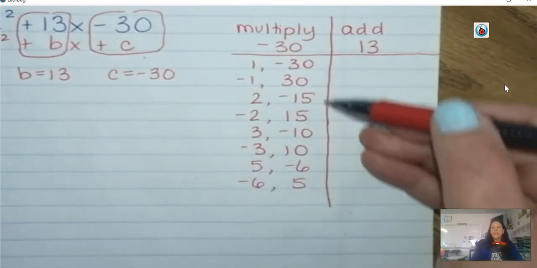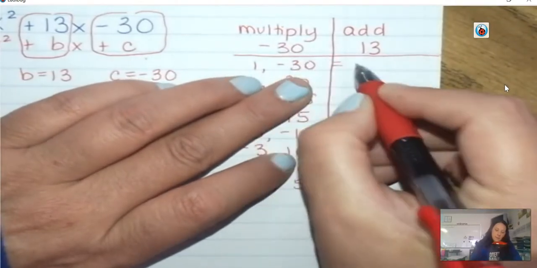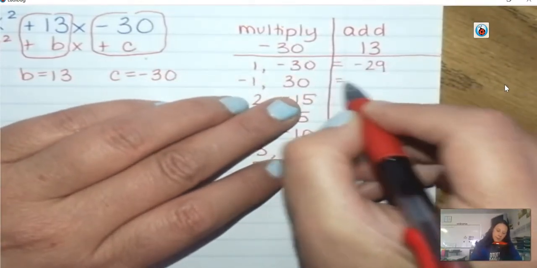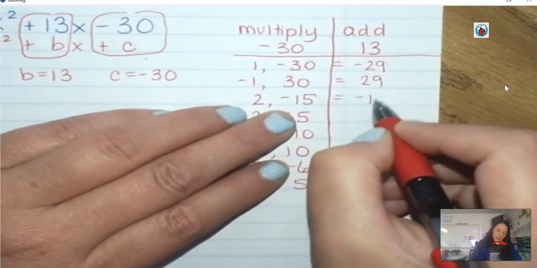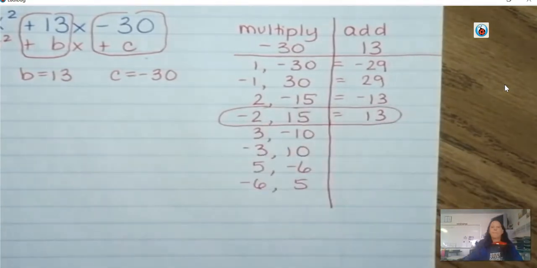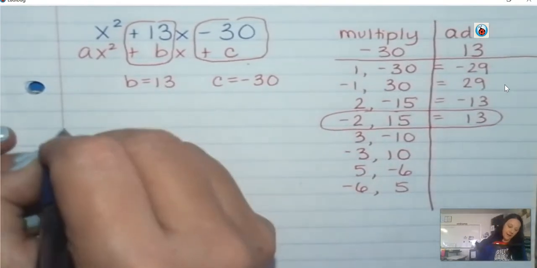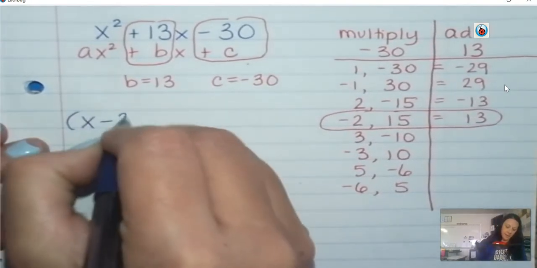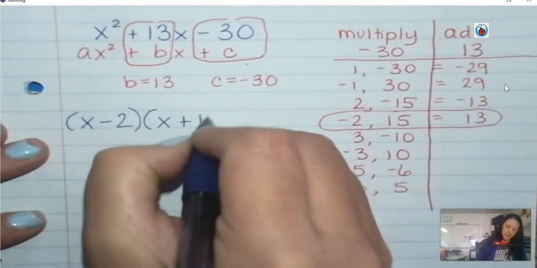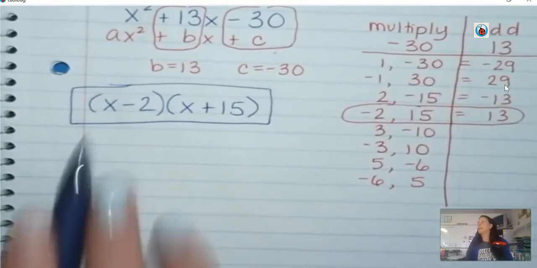Now you're going through and checking which one adds together to be positive 13. I got a negative 29. This will be positive 29. This will be negative 13. This one's positive 13. I have my answer right here: negative 2 and positive 15. Then I'm going to write that out as the factors. The answer is going to be x minus 2 and x plus 15. Or you can switch them around and put x plus 15 and then x minus 2.